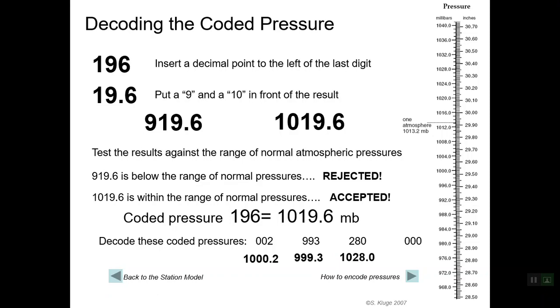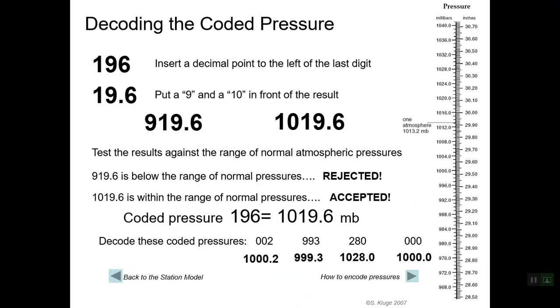All right, let's look at this final test here. 000. What a weird thing to have encoded in the station model. So it's going to be 00.0. You'll either have 900.0, which is too low, or 1000.0 millibars. 1000.0 would be correct. All right, what if you need to actually encode the pressure. So we decoded them.